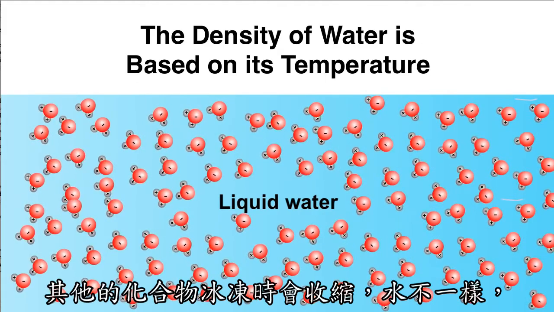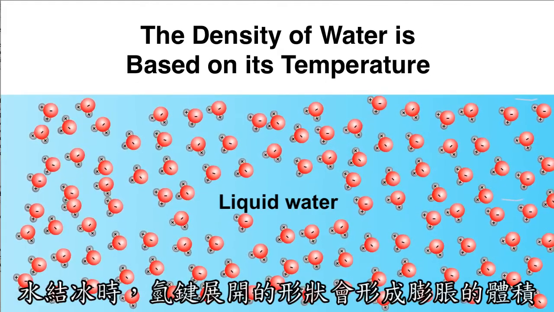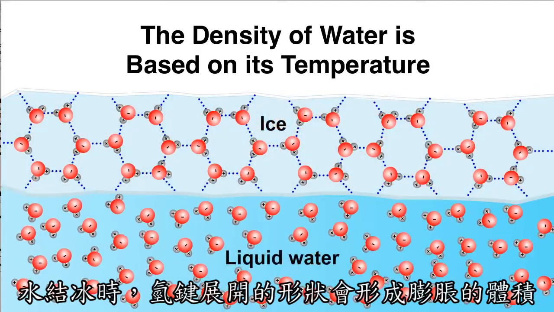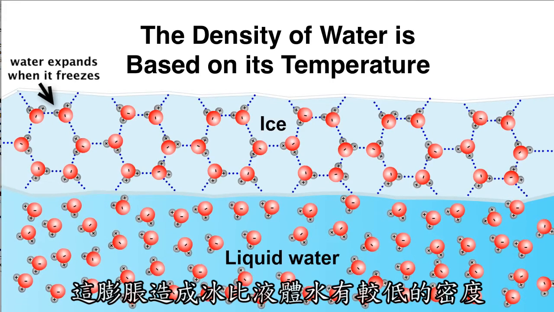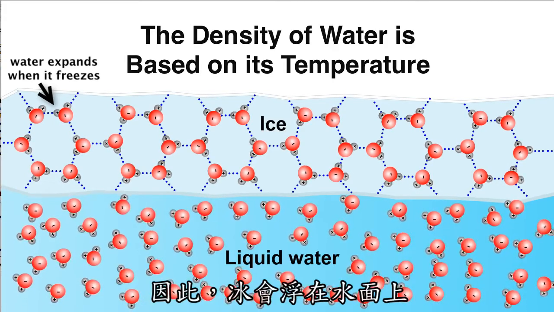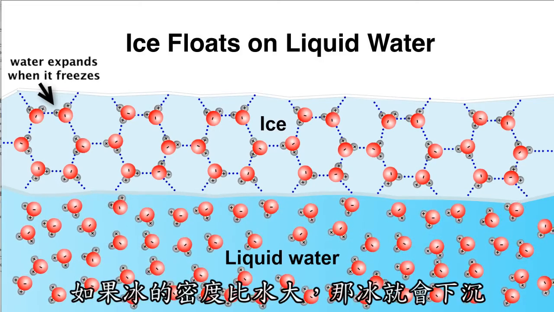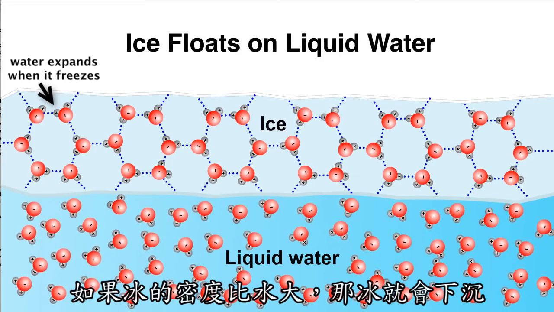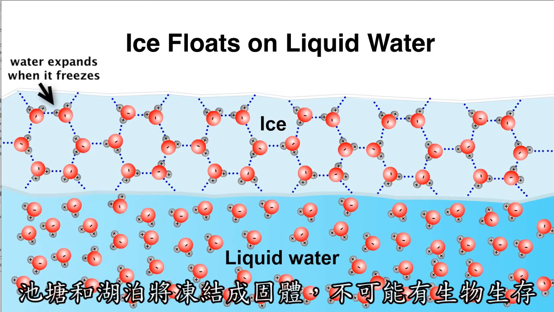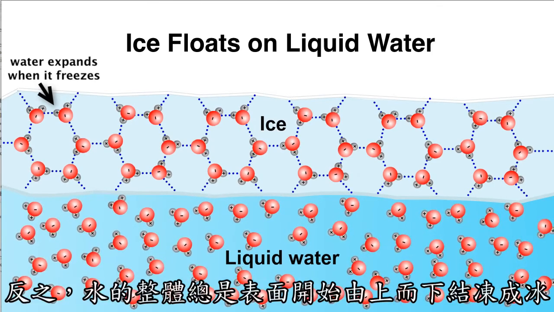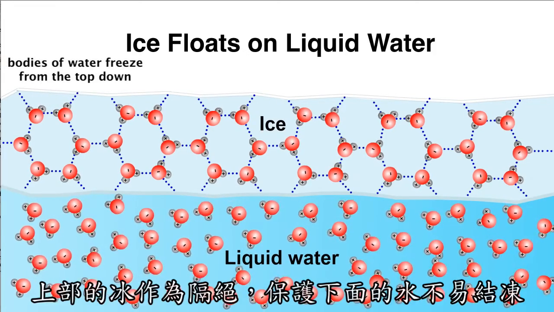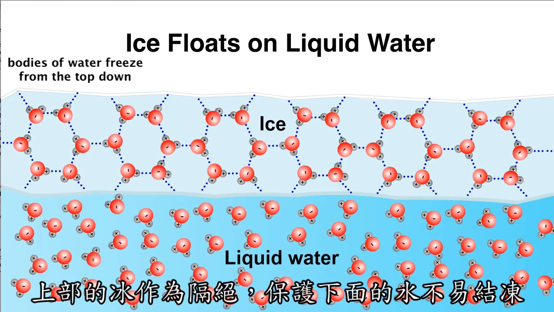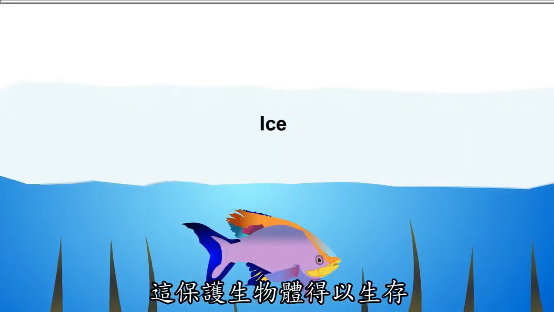Unlike many other compounds which contract when they freeze, the configuration of the hydrogen bonds in water causes it to expand when it freezes. This expansion causes ice to have a lower density than liquid water, and therefore ice floats on liquid water. If ice were more dense than water, it would sink, and ponds and lakes would freeze solid, making life there impossible. Instead, bodies of water always freeze from the top down. The ice on the surface acts as an insulator to protect the water below from freezing. This protects organisms so they can survive the winter.